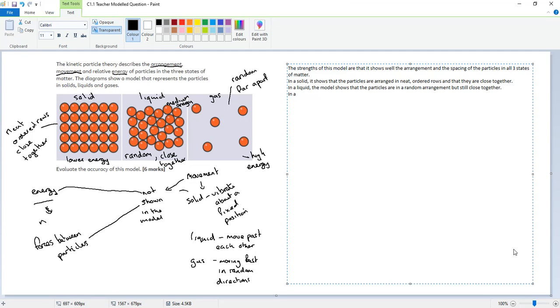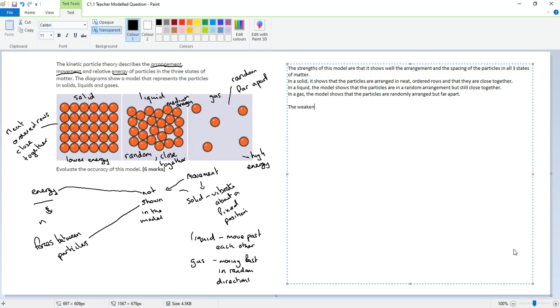In a gas, the model shows that the particles are randomly arranged but far apart. So that's the strength of the model, and then we'll do a space and do the next paragraph.